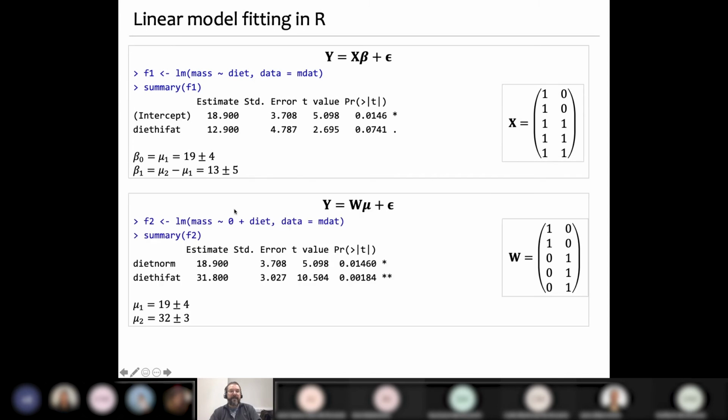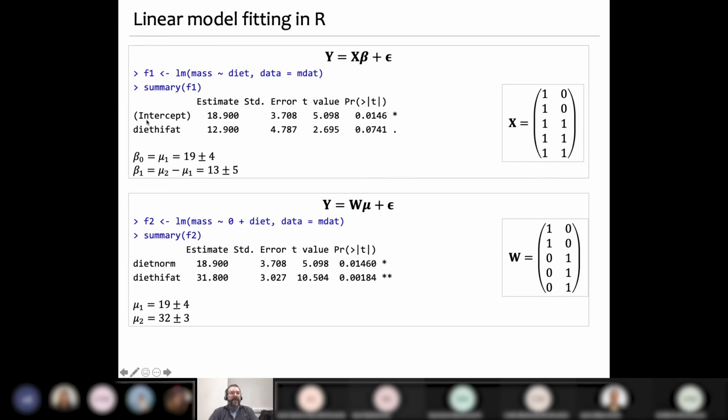If you add a 0 to the formula, you tell R that you want an alternative approach with a design matrix specifically showing the mean for each group. There is no intercept and contrast. The result is simply the mean of the first group and the mean of the second group. Be careful, as the naming convention in R is quite confusing. In both cases, the second variable is called diet high fat.